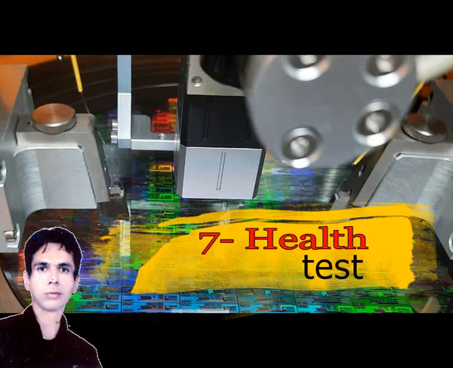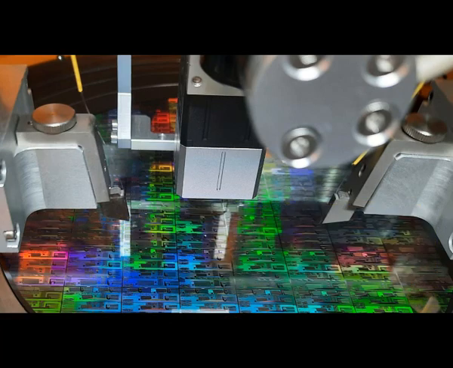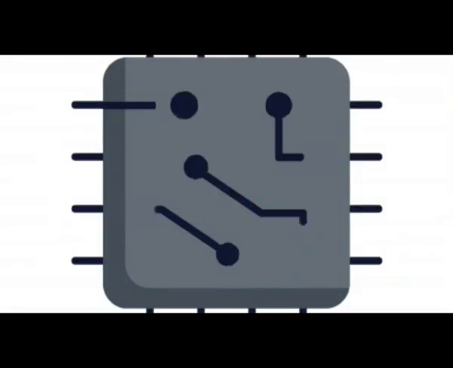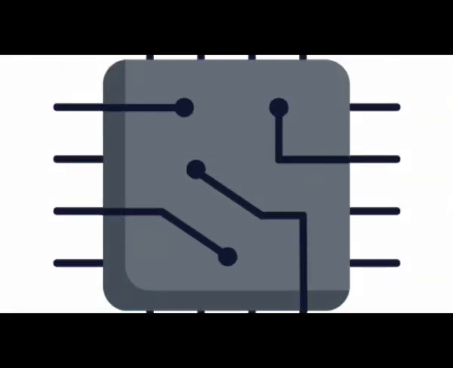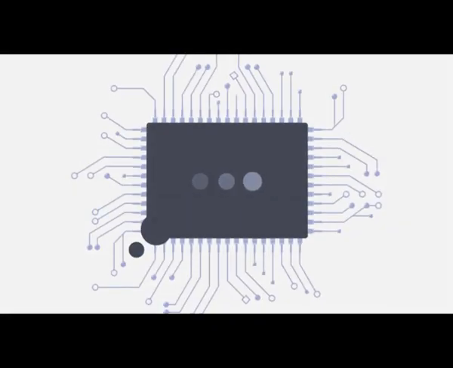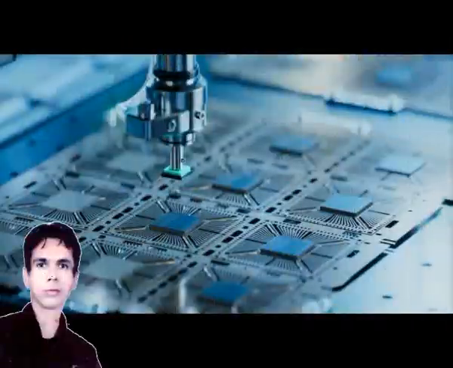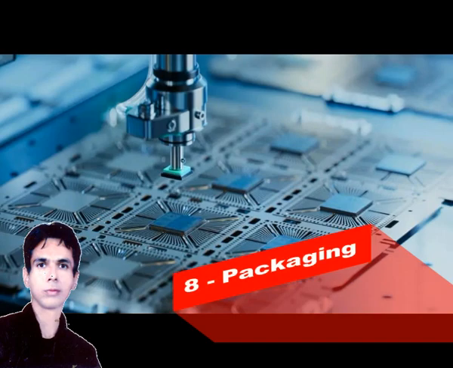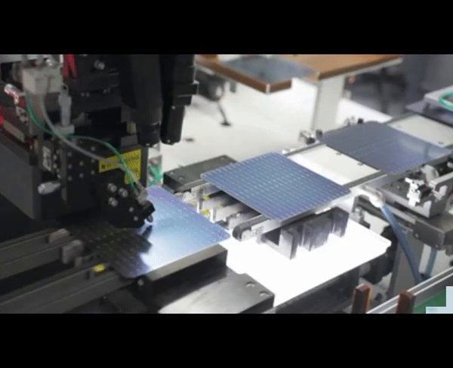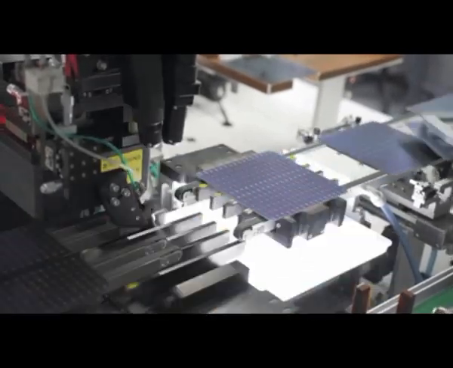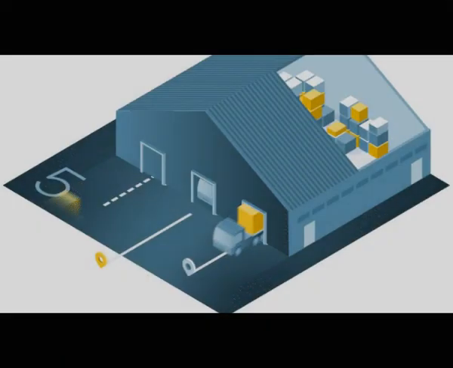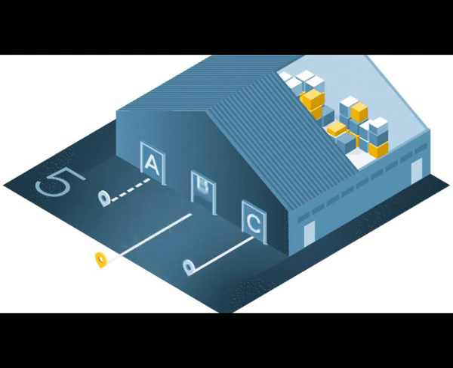7. Health test. Finally, the finished wafers are tested to make sure of their correct operation. 8. Packaging. In the last stage, the manufactured ICs are separated and each is packaged in its own package with pins connected to the internal circuit.